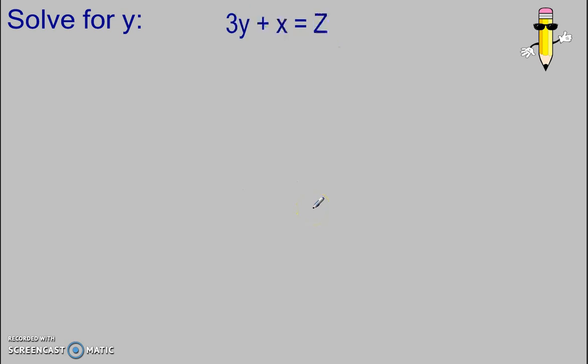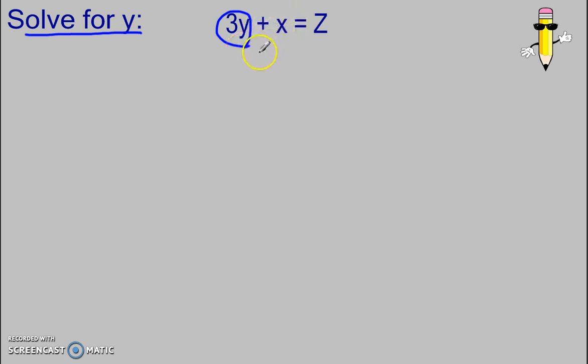Now, you might be presented with an equation like this. Looks just like the one we had, except now we have three variables. Call this a literal equation. We're still solving for y. That's what the instructions say. Solve for the variable means get the variable by itself.